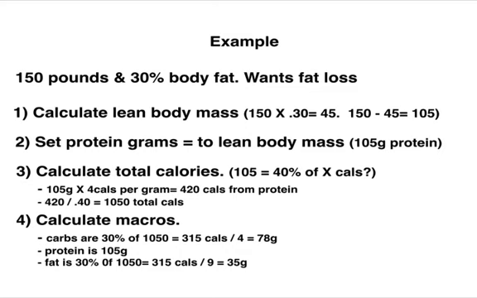Where is the extra energy going to come from to give this woman energy? Well, she's got 30% body fat on her body. We're giving her lean body mass, 105 grams of protein. This is going to force her to use body fat to make up the difference in the calories that she needs for the day. This is how it is done. The body will do just fine.